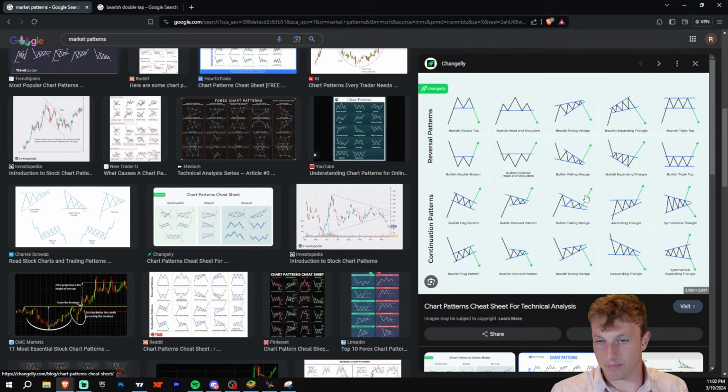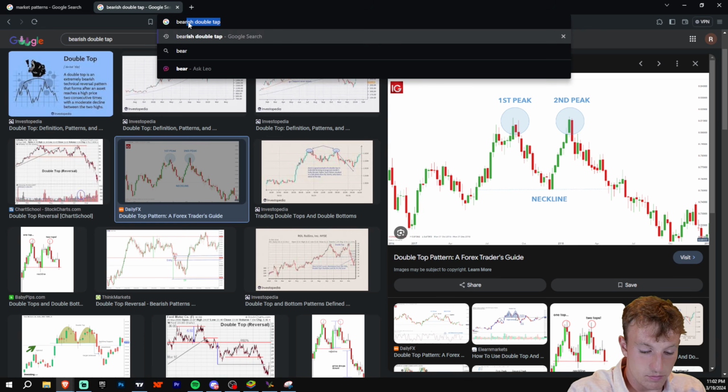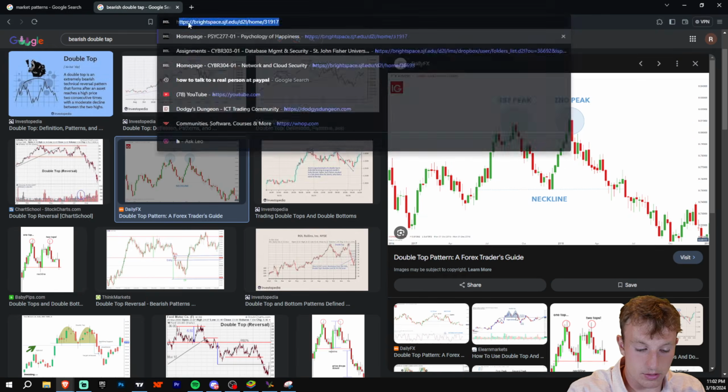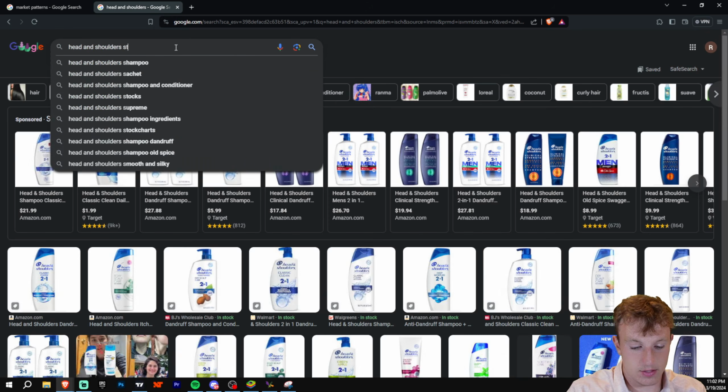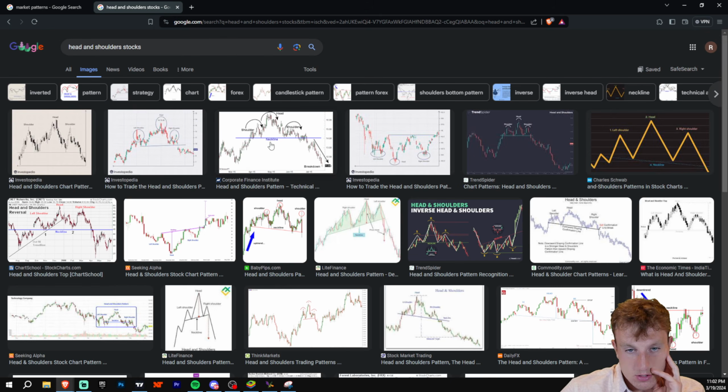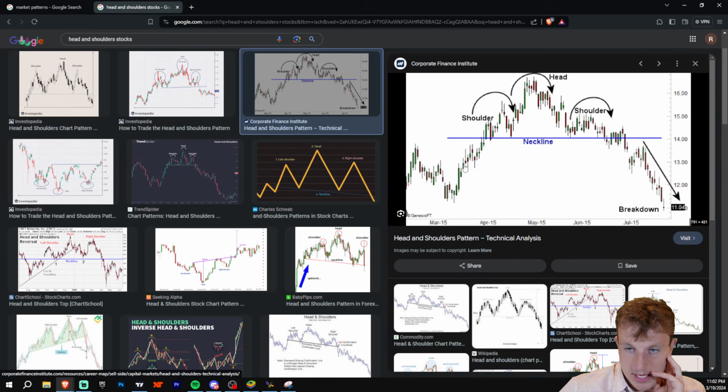So let's look at another one. Another one would be bearish head and shoulders. So I just type in bearish, or I'll just type in head and shoulders. It's kind of funny. Again, this would be head and shoulders, where we get a shoulder, and then we get another peak, and then we get another lower peak.